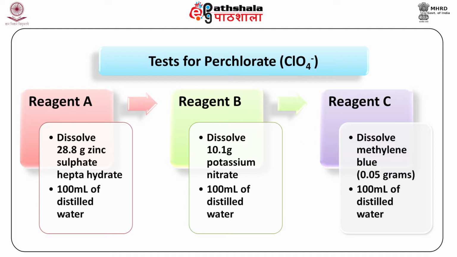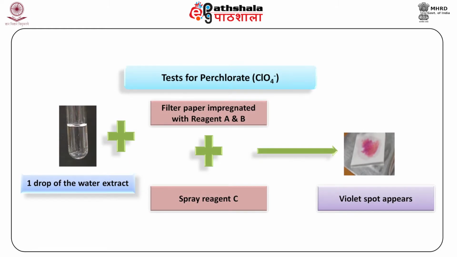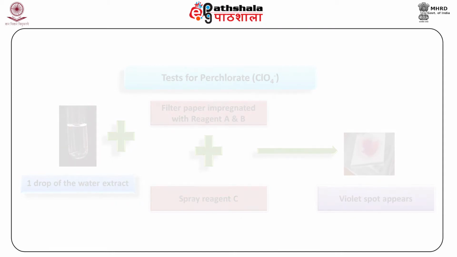Reagent C is prepared by dissolving methylene blue 0.05 grams in 100 ml of distilled water. To detect the presence of perchlorate in an explosive, take 1 drop of water extract of post-blast residue on a piece of filter paper. Impregnate it with reagent A and reagent B, and then spray reagent C on it. A violet spot appears, which indicates the presence of perchlorate.